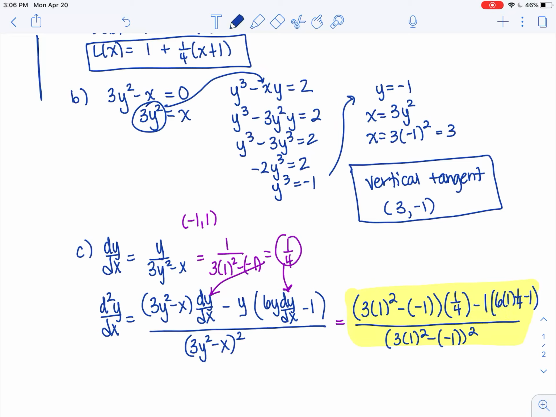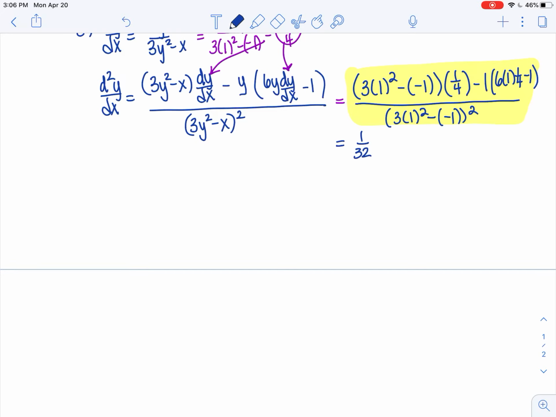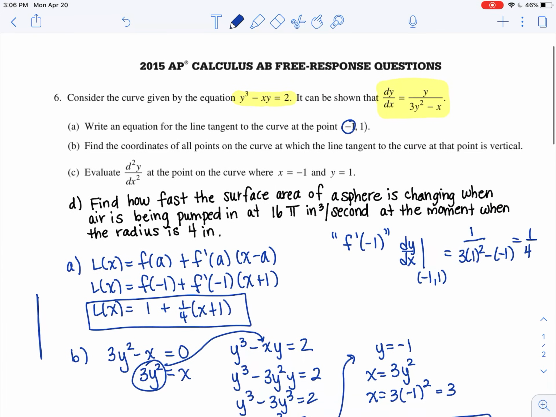As long as you know you plugged in the right values and you didn't forget anything, there is literally no reason for you to simplify and risk making a mistake. That is a perfectly acceptable answer. If you did go further and simplify just for your own benefit, this does come out to be 1 over 32.